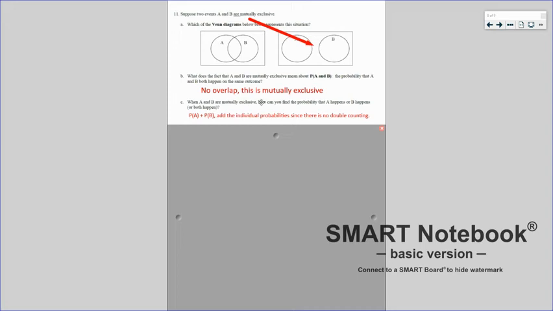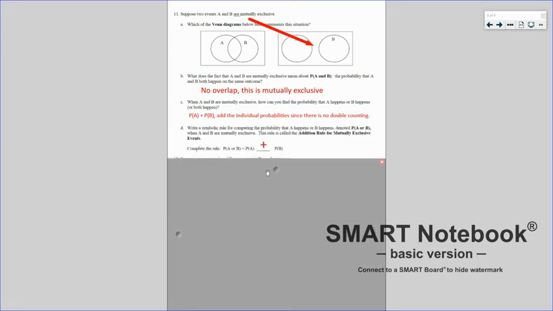When A and B are mutually exclusive, how can you find the probability that A happens or B happens, or both happen, which we know isn't going to happen? So probability of A plus probability of B, we can just add those together. It's like going back to the sum of 2 and the sum of 3 on those dice. We can just add those together since there's no double counting. Write a symbolic rule. So here's a symbolic rule. Probability of A or B equals the probability of A plus the probability of B. That's the addition rule for mutually exclusive events.